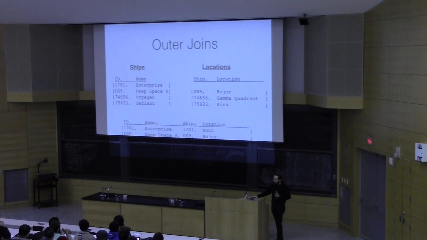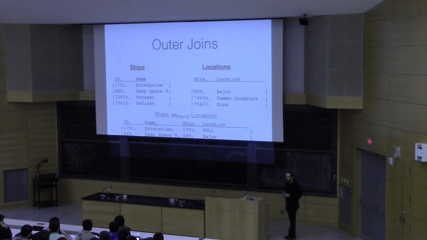Let me back up. So the term for this kind of a join, a special join, where all of the missing attributes from one relation get paired up with null values from the other, is called an outer join. And the symbol for this, well, there's a handful of symbols because there are three different versions of an outer join.